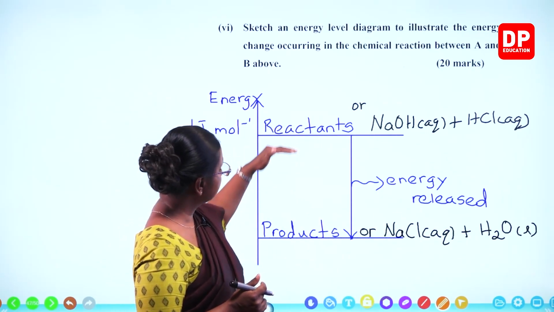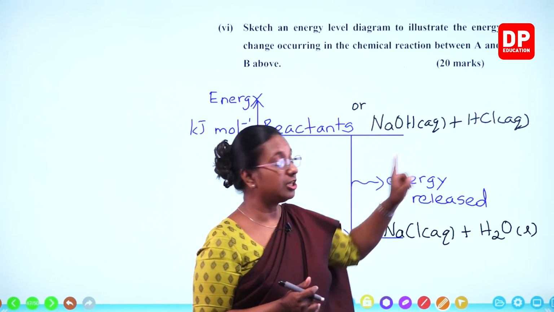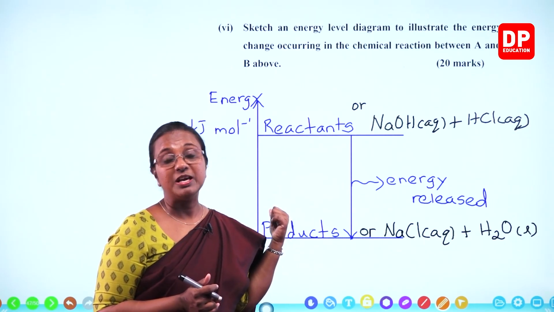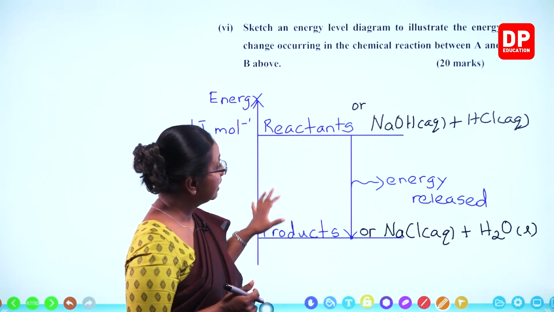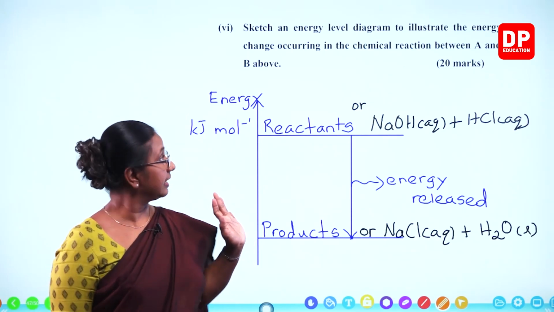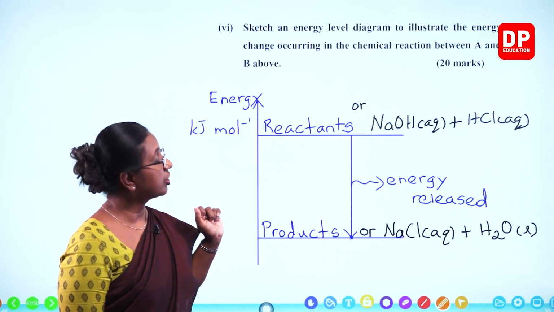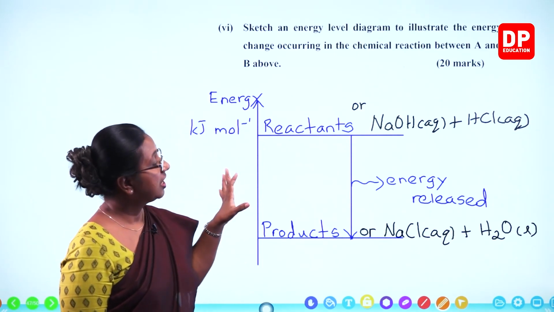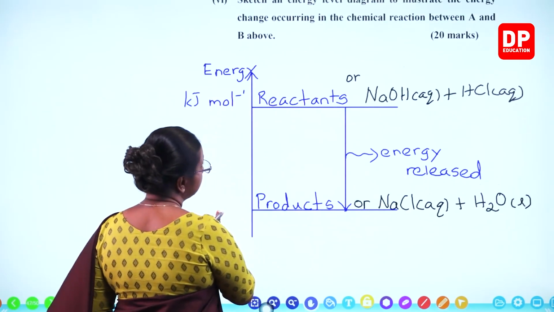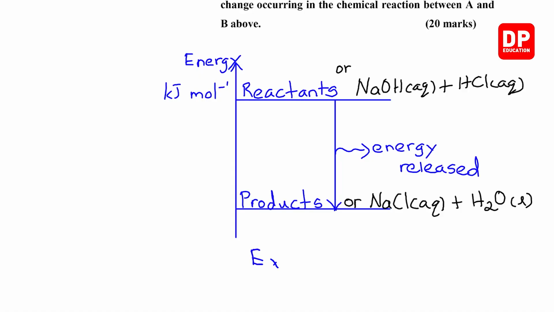So you can either write as reactants and products, but if you are writing the reactants and products, you need to write the physical states also. Here we use the solutions, water-based solutions, aqueous solutions. Is that clear, students? So this is the energy level diagram that you need to illustrate for the particular energy change occurring in the chemical reaction. And also you all know this is an exothermic reaction. So I will just mention that as well. This is an exothermic reaction.